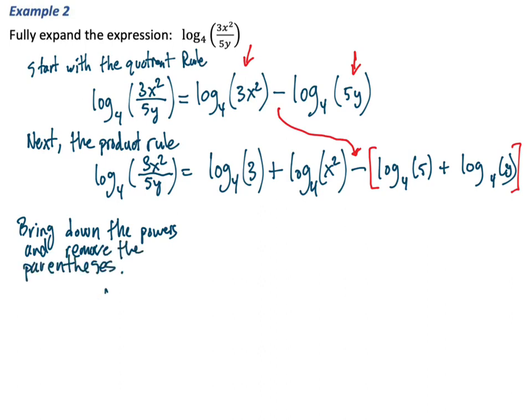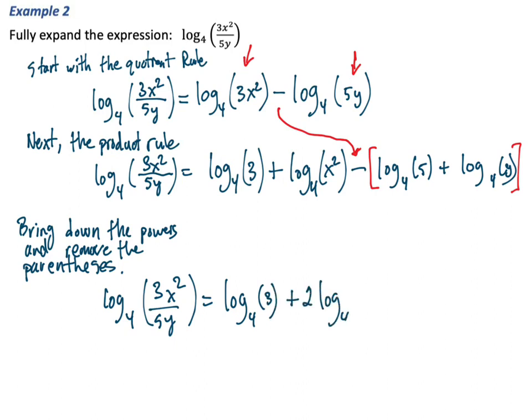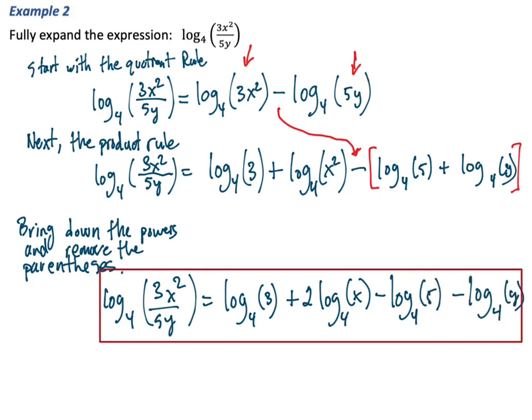So what this is going to look like is log base 4 of 3x squared divided by 5y is log base 4 of 3, plus 2 times log base 4 of x, and then we'll have minus log base 4 of 5 minus log base 4 of y. There's our fully expanded expression.